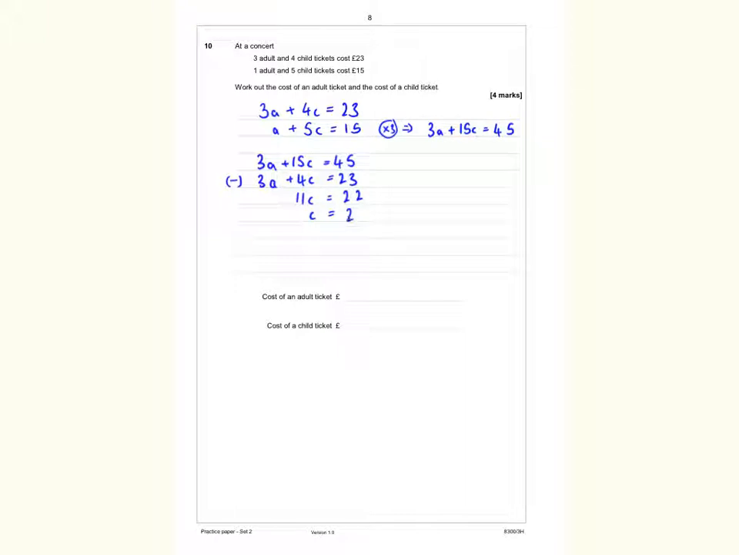To find the cost of an adult ticket, I'm going to use this equation because it looks the easiest to use. So one adult ticket plus 5 times £2 is equal to £15, and 5 times 2 is 10, so this is the same as A plus 10 equals 15. Therefore, the adult ticket costs £5. Okay, so cost of an adult ticket, we can say £5, and cost of a child ticket was £2.